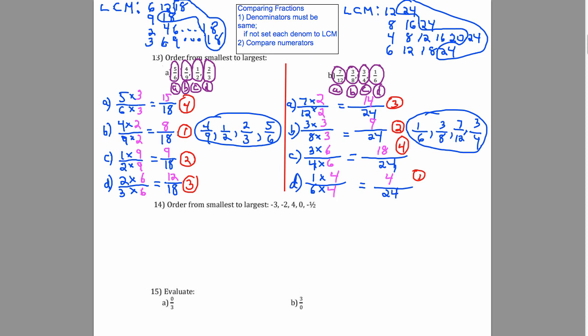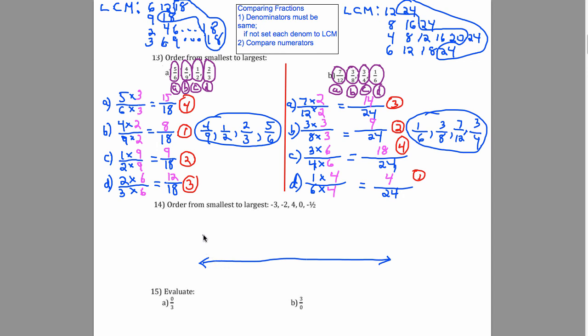Problem number 14 asks you to order from smallest to largest the given numbers. Now I recommend for this problem you use what we call the real number line. And the real number line is a horizontal line, and on this line it goes infinitely far in either direction. It contains almost any number, every number you can think of.